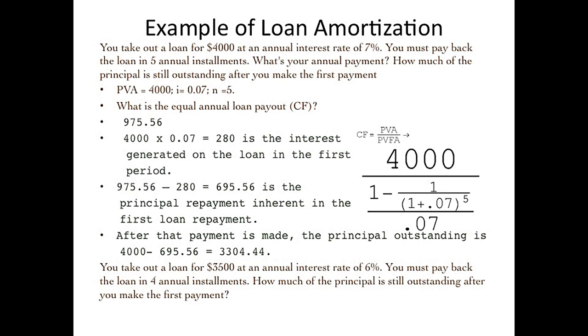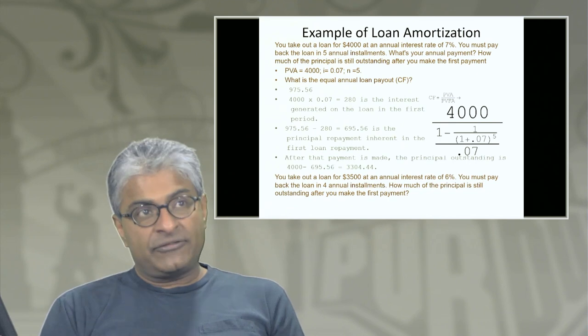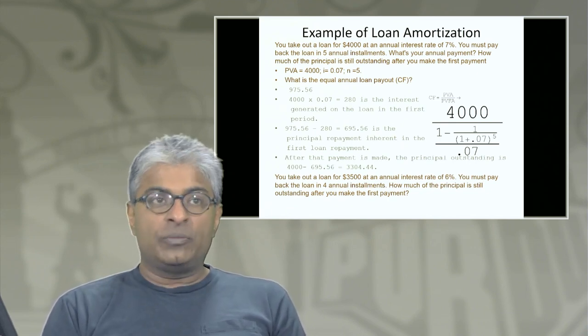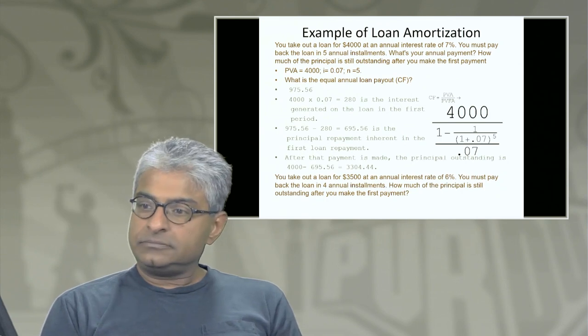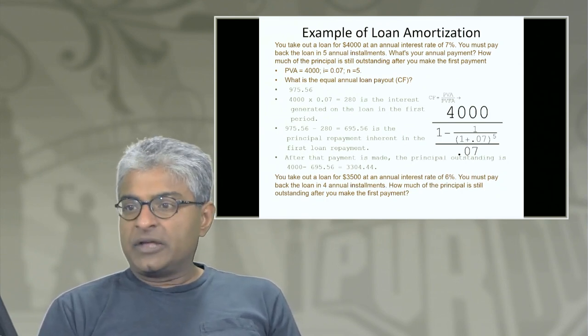So that is the answer. After the payment is made, the principal outstanding will be simply 4,000 minus the 695.56, which is $3,304.44. Okay, so that's the answer to that problem: that's what's left of the principal outstanding after the first loan payment is made.